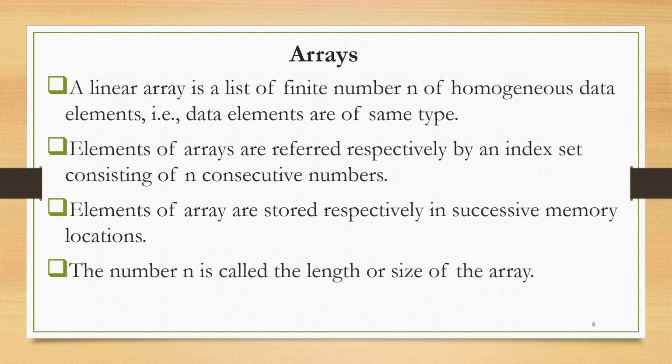So, we'll be talking about arrays now. What is an array? A linear array is a list of a finite number n of homogeneous data elements. That is, data elements are of the same type. Homogeneous data means they are of the same type. Suppose your data type is numeric, so all the elements in the array will be numeric.